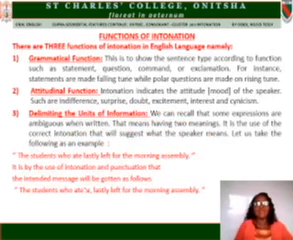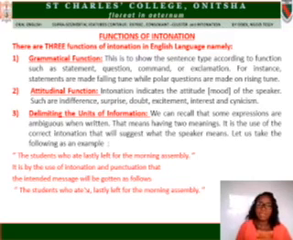Now let's look at the functions of intonation. Why do we study intonation? Why do we use intonation in our speech? There are three functions of intonation in English language. Namely, grammatical function. This is to show the sentence type according to function, such as statement, question, command, or exclamation. For instance, statements are made on falling tune, while polar questions are made on rising tune.